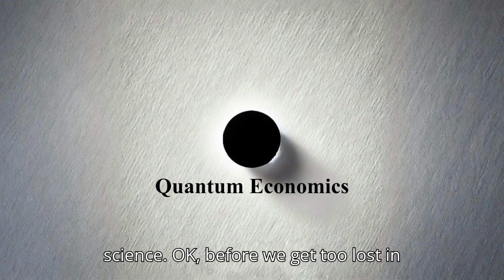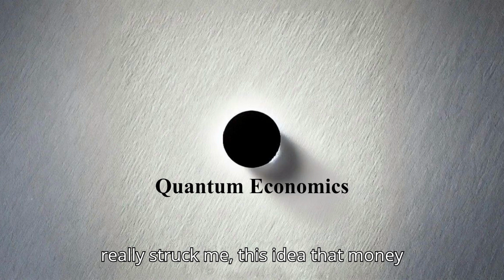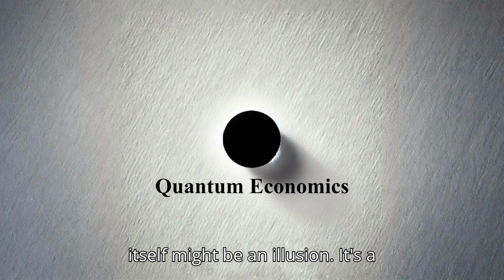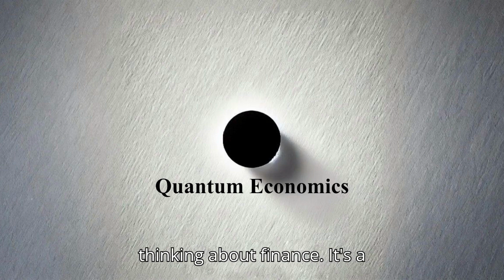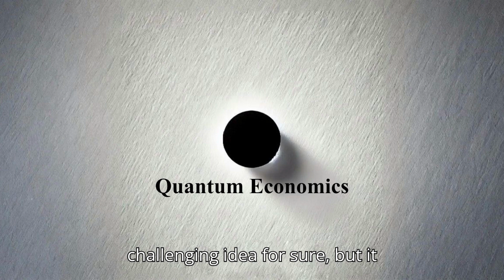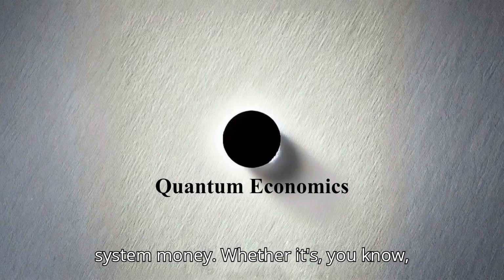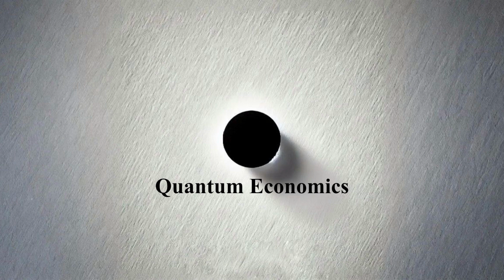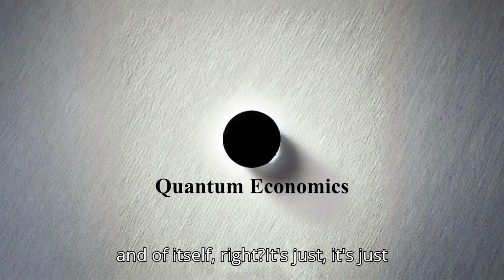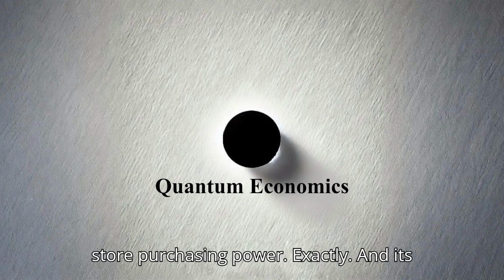Okay, before we get too lost in the computational weeds, I want to loop back to something you said earlier that really struck me. This idea that money itself might be an illusion. It's a pretty mind-bending concept, especially for someone who spends a lot of time thinking about finance. It's a challenging idea for sure. But it highlights something really fundamental about how we've structured our economic system. Money, whether it's gold coins, paper bills, or digital bits, has no inherent value in and of itself. Right. It's just a representation of value, a way for us to keep track of exchanges and store purchasing power.